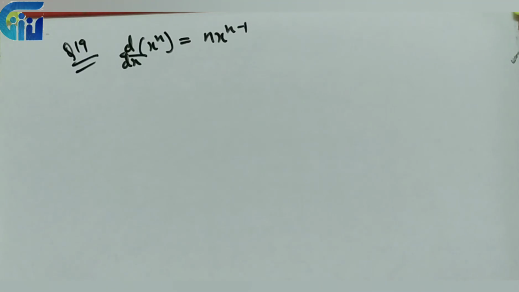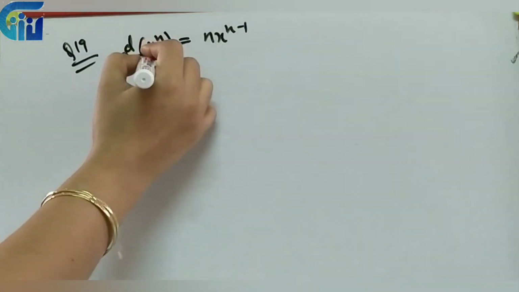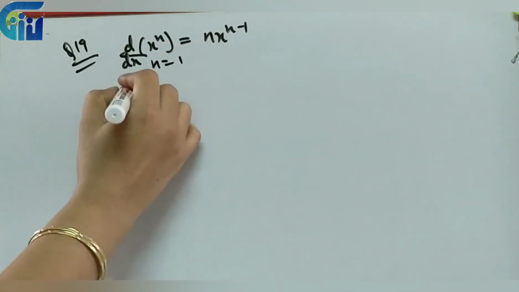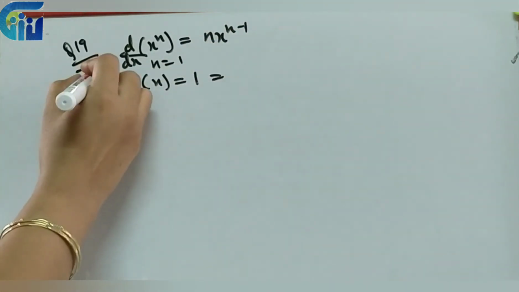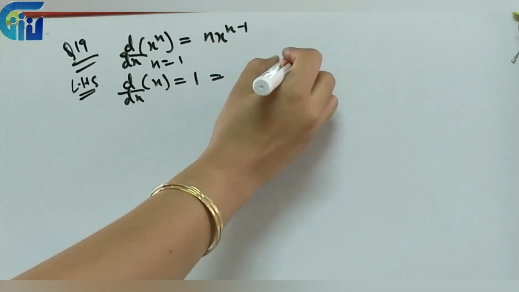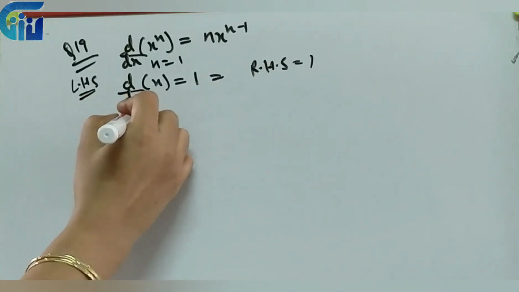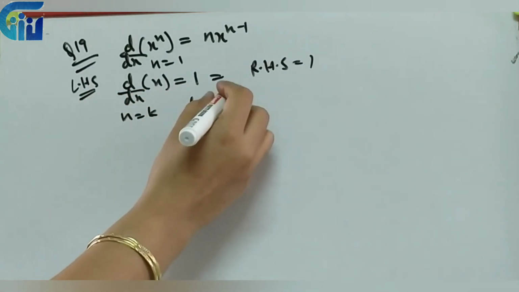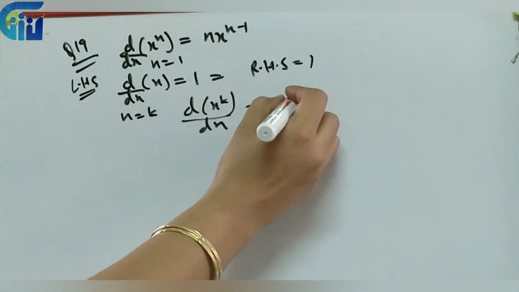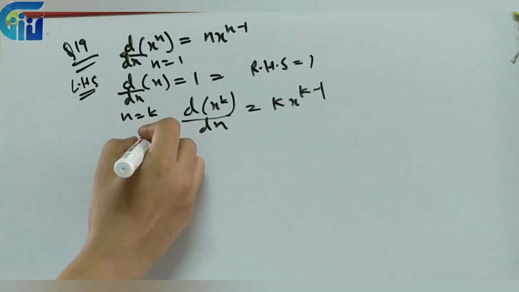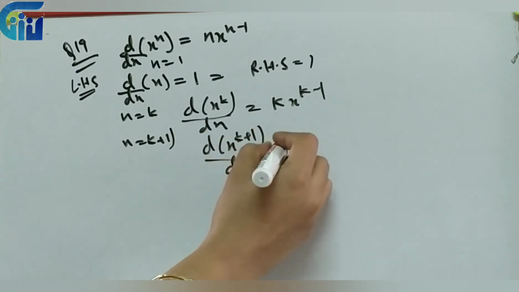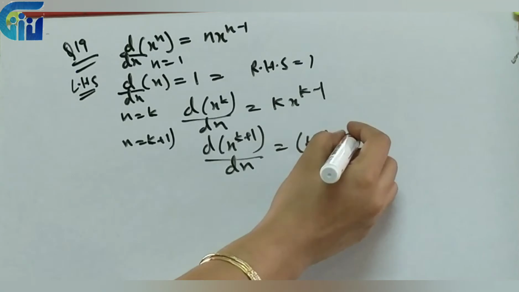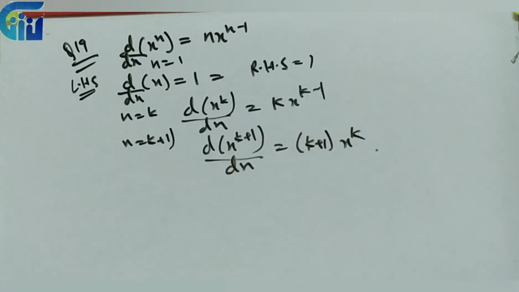Question number 19 says we have to prove that this derivative is equal to this by PMI. So for n is equal to 1, the derivative of x is 1, and over here let's see what we are getting. This is LHS, and for RHS also I get 1, so the result is true. For n is equal to k, we assume the result is true. Now for k plus 1, we will prove the result, that is d(x^(k+1))/dx is equal to (k+1)x^k. So we'll start from here.